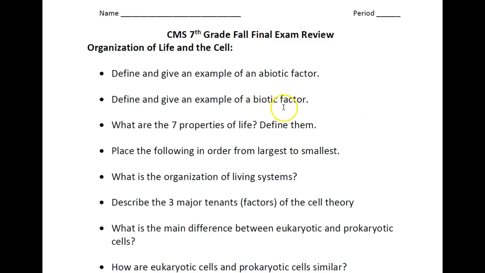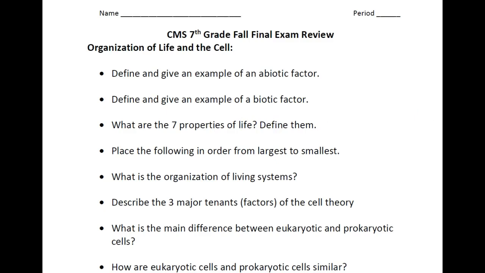The next question is a biotic factor. That's something that came from something that was living, like, for instance, decaying wood or a table that's made out of wood. It could be feces. It could be a leaf. It could be an actual something living like a plant.